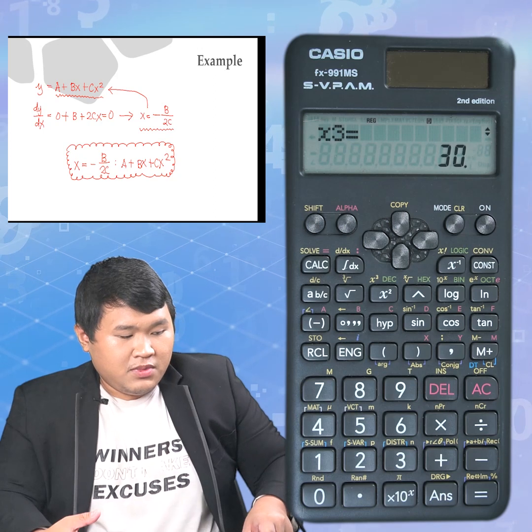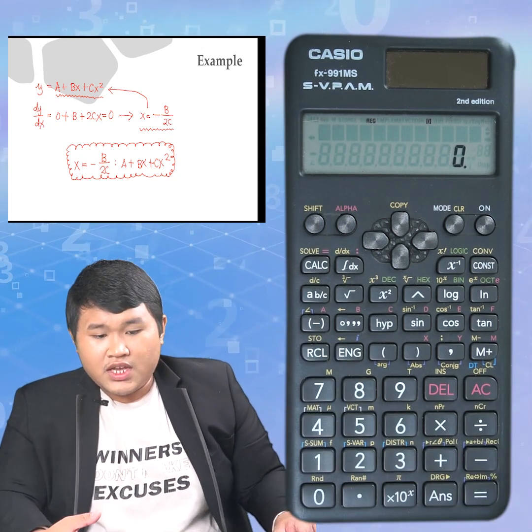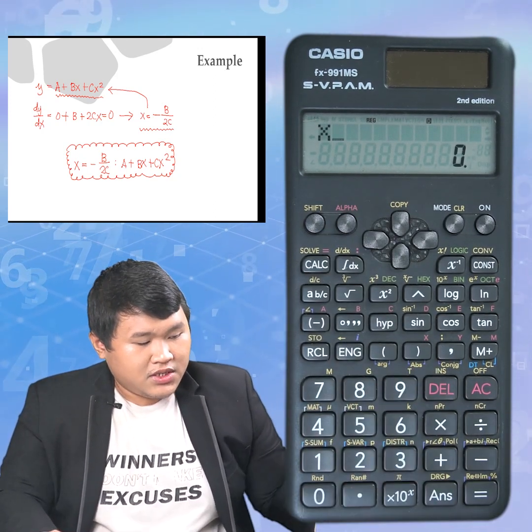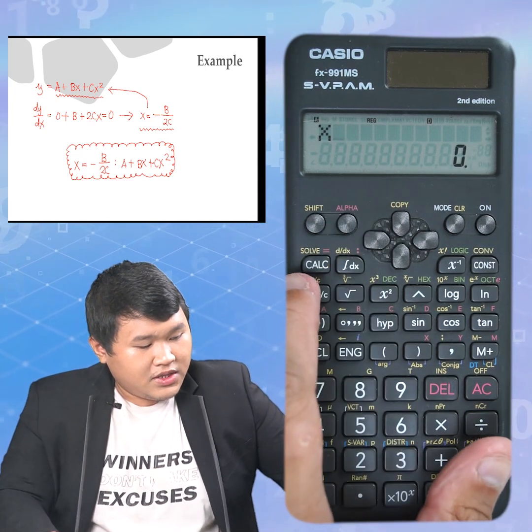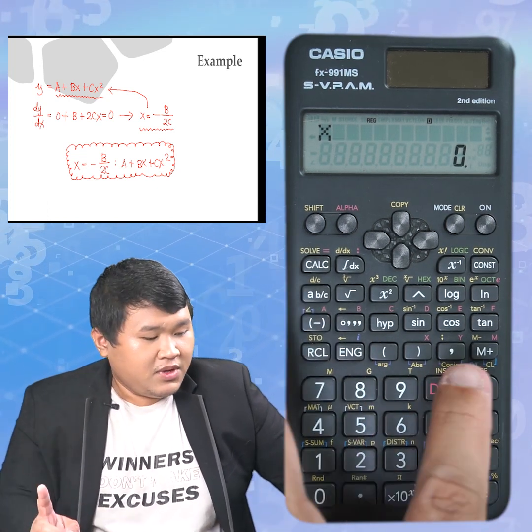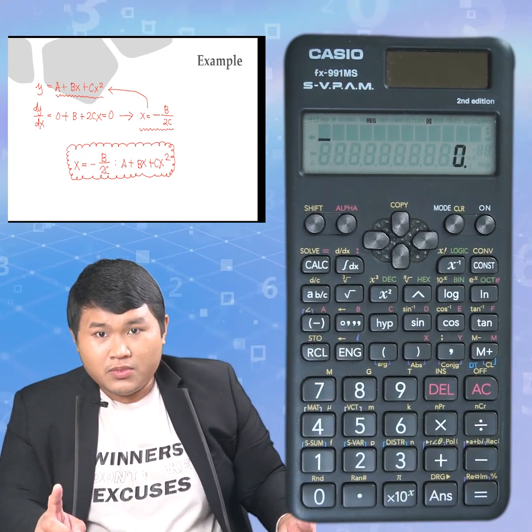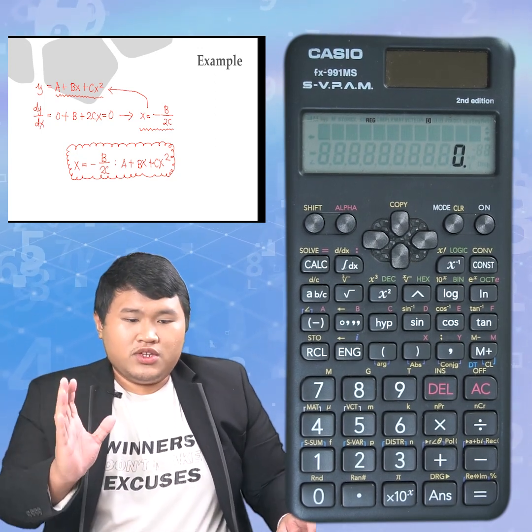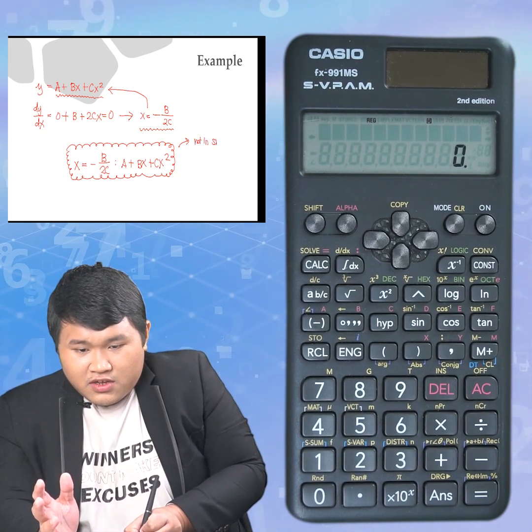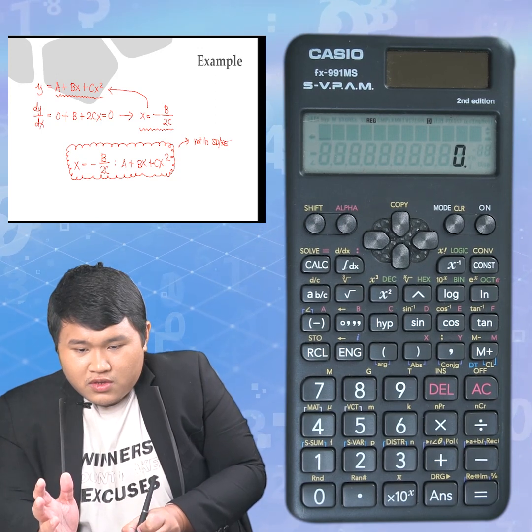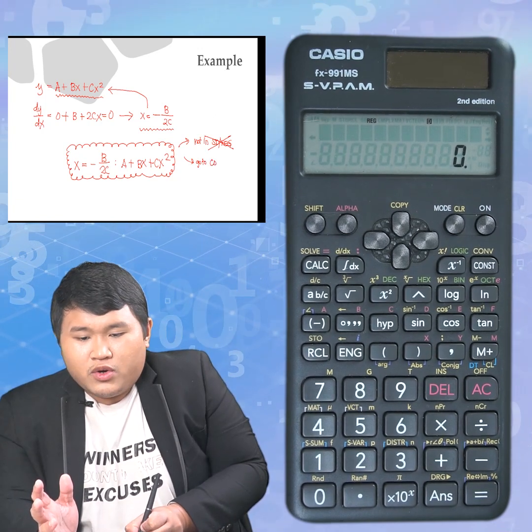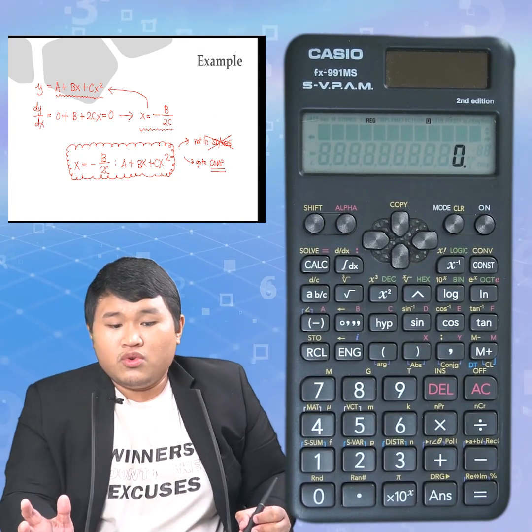So let's do that for this problem. Let's press AC first, and then input everything. Let's start with x: alpha, then x, then alpha, then calc, equals. Notice that you can't do that in this mode, so that's one warning. You need to go to comp mode, not SD or REG mode in stat mode. You need to go to comp mode to be able to do this.